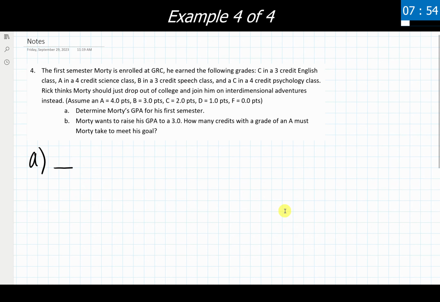So the way we have these is we say, what was the grade that he earned in his first class? That was a C. A C is worth 2 points, so that means for his first class he had 2 points, and the weight of those was a 3 credit class, so we can multiply that by the weight of 3.